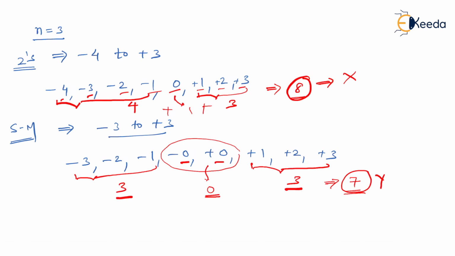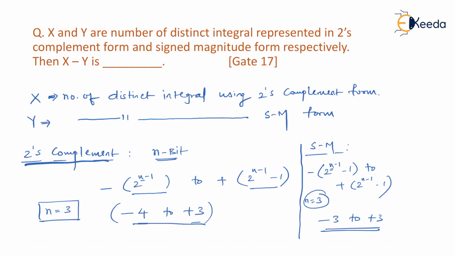And again, you can take any example. I have taken n equal to 3, you can start with n equal to 4, you will see that x minus y always results in 1. So finally we have the answer as 1.